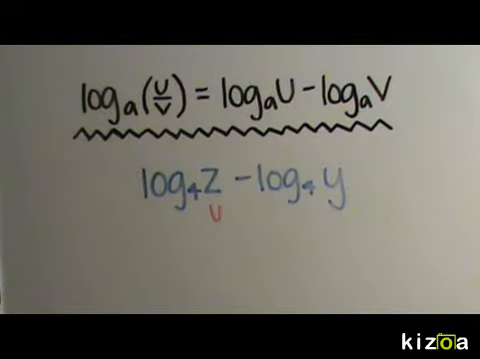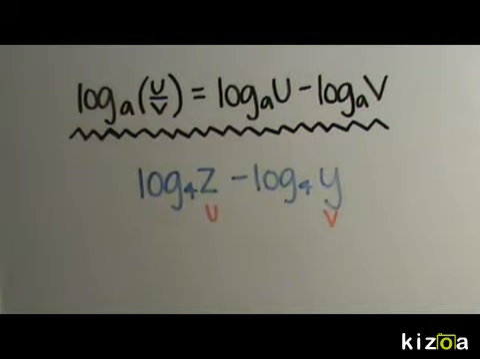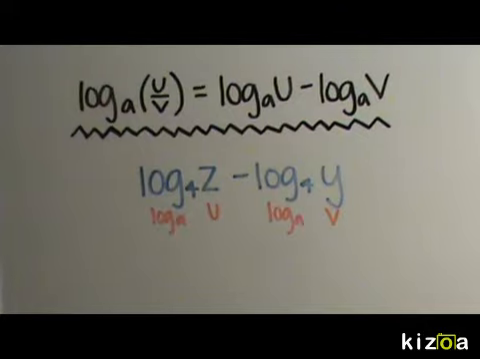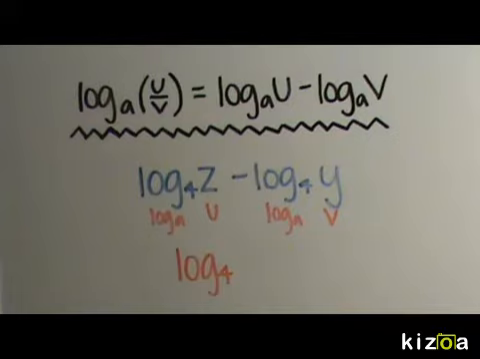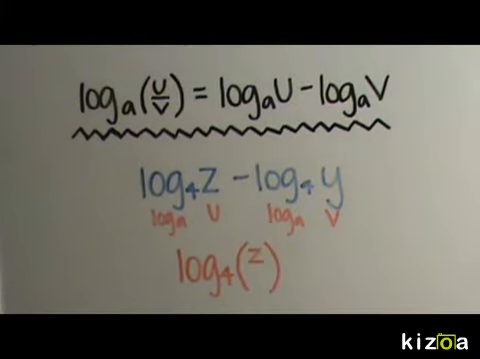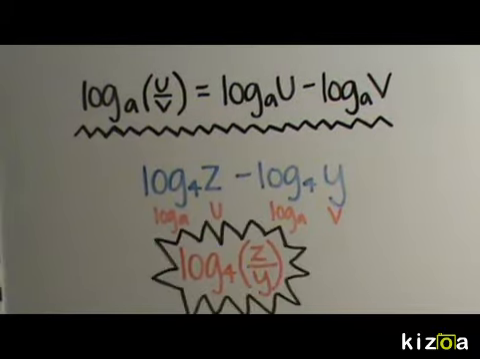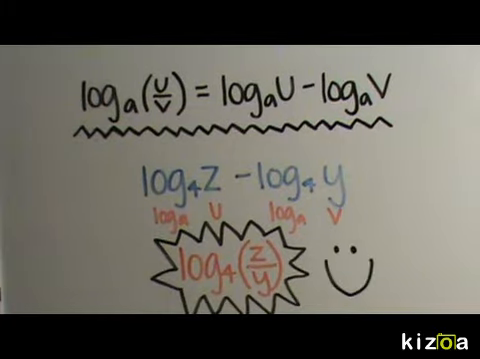As we saw with our first problem, our z is in place of the u variable, and the y is in place of the v variable. Our log base 4 is in place of the log base a variable. Now that we have our log a, u, and v, we can change it to the format on the left. So we'll write out log base 4 of z divided by y. That's all we can do, so we're done with this problem.